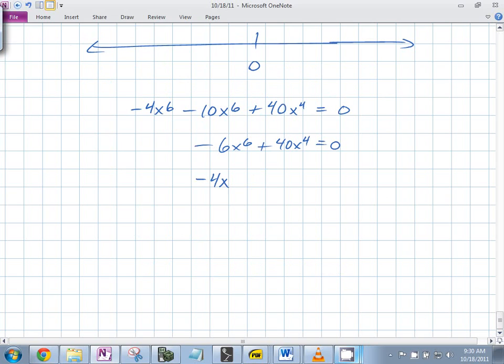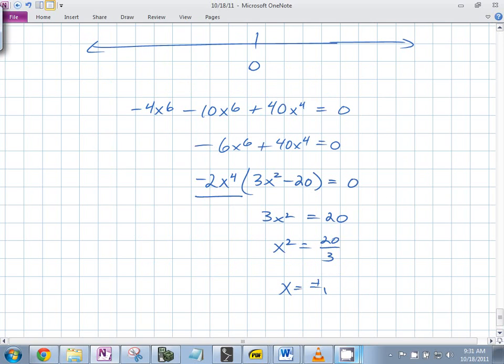If we factor out negative 2x to the 4th, what do you end up with? 3x squared minus 20 equals 0. We already had the 0 there, so what are we looking at? 3x squared is equal to 20, so x squared is equal to 20 over 3. So x is equal to plus or minus the square root of 20 over 3. One of them is going to be the square root of 20 over 3, and this one's going to be negative root 20 over 3.